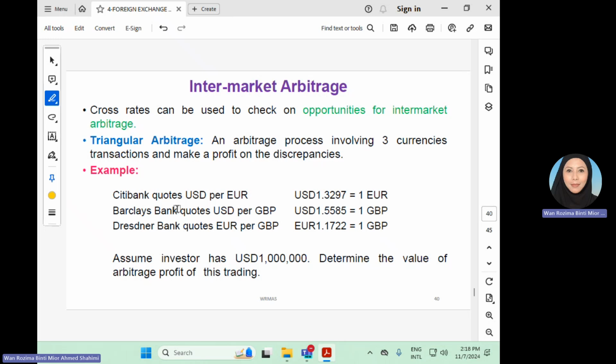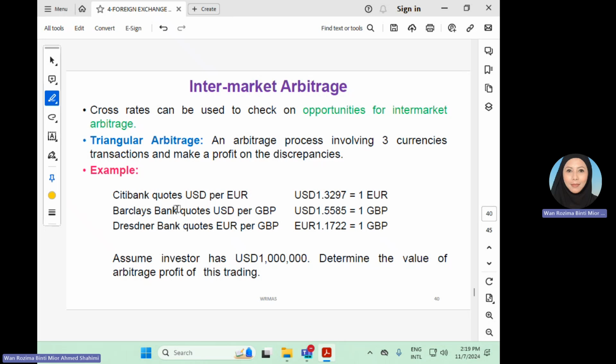So assume investor has 1 million USD, determine the value of arbitrage profit of this trading. Okay, highlight this, class, and write initial investment. Highlight this, 1 million USD, and then write somewhere down, okay? Initial investment. Okay, right, initial investment. All right, let's go for the first step.